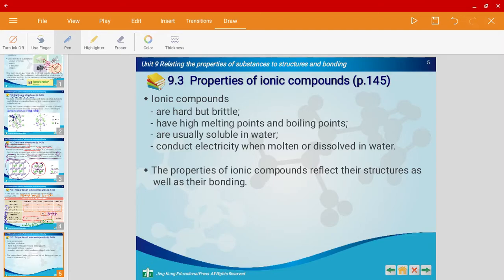Okay, so just to summarize, ionic compounds are hard, but they are brittle. They have high melting and boiling points. Some of them are soluble in water. And finally, they conduct electricity, not in solid state, but in molten or aqueous state.